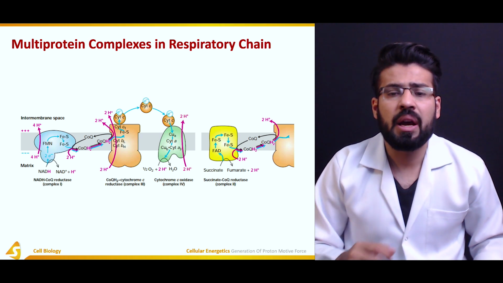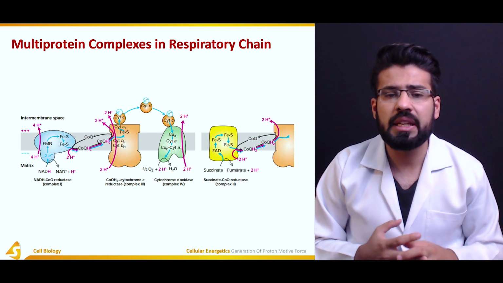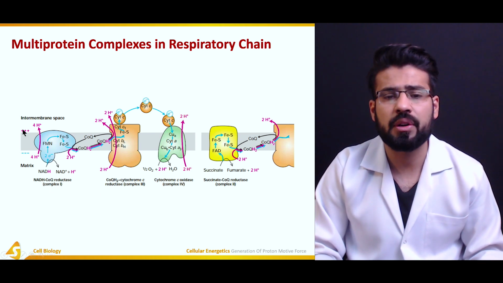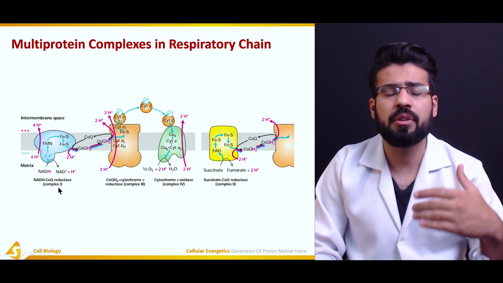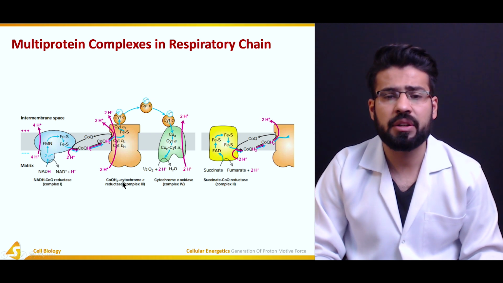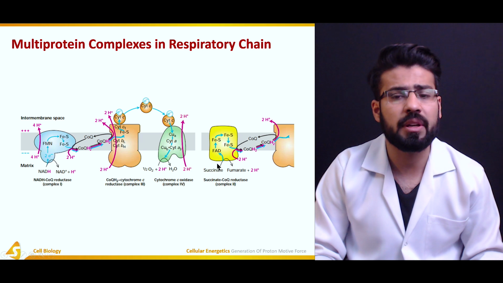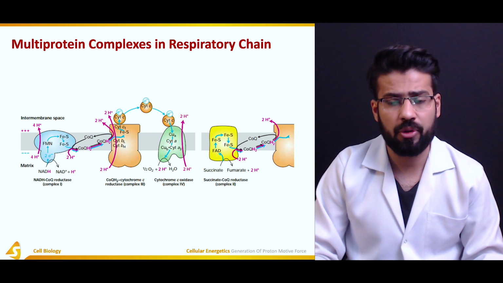So 2 electrons that were initially yielded resulted in the movement of 10 protons: 4 from here, 2 from here, and 2 from here, and 2 from here. Complex 1 collectively transported 4 protons from inside to outside. Complex 3 further transported 2 from here and 2 from here as well, so 4 protons from inside to outside against their concentration gradient. The same goes for complex 4, which basically transported 2 protons against their concentration gradient to the intermembrane space.